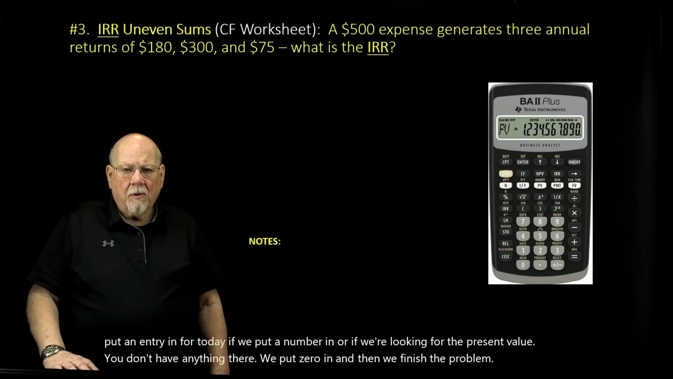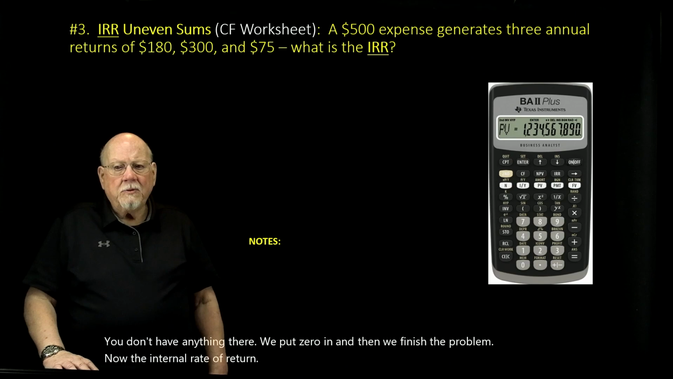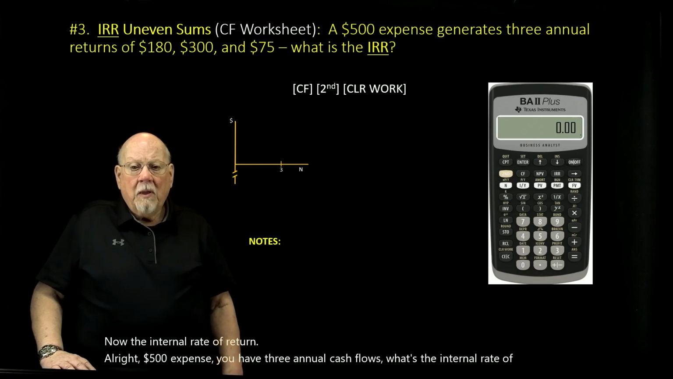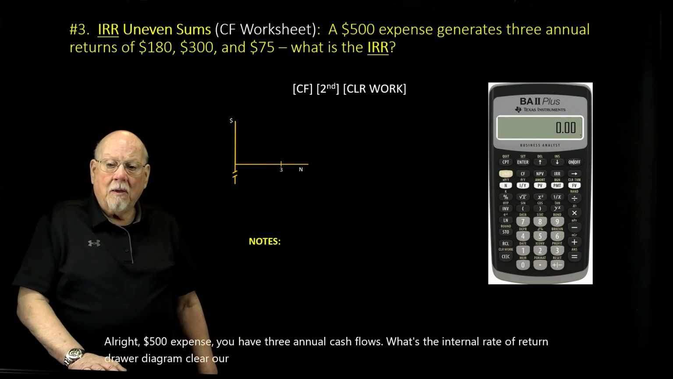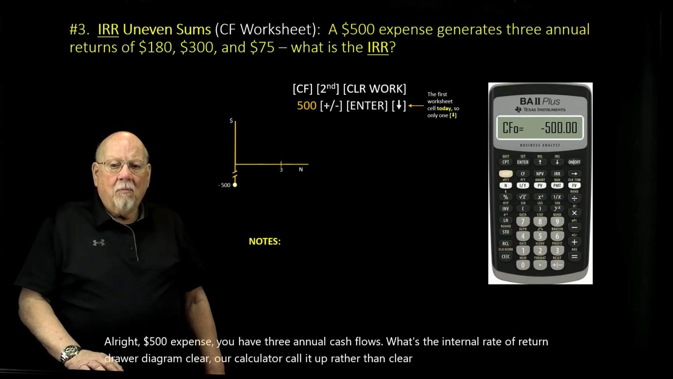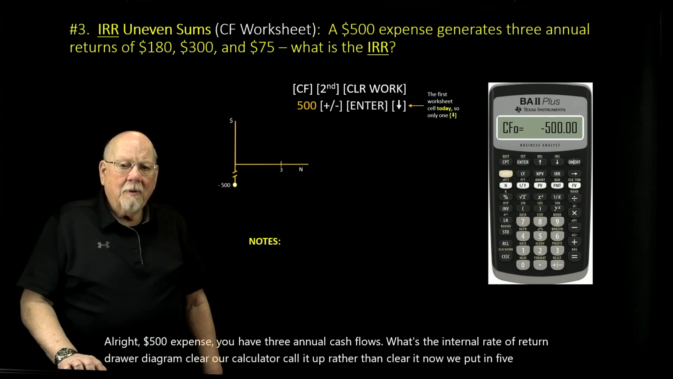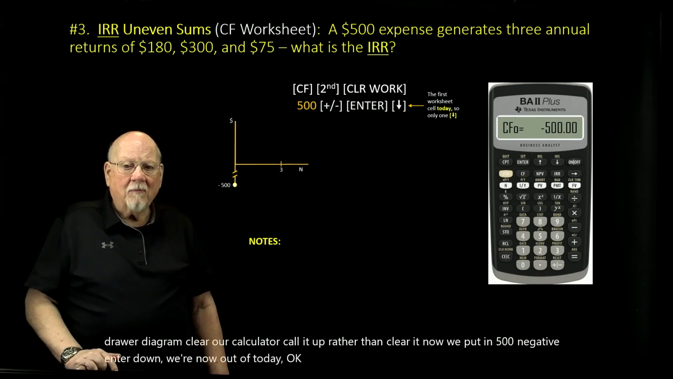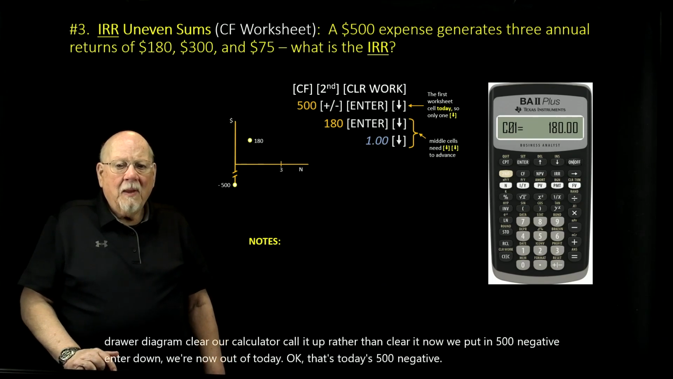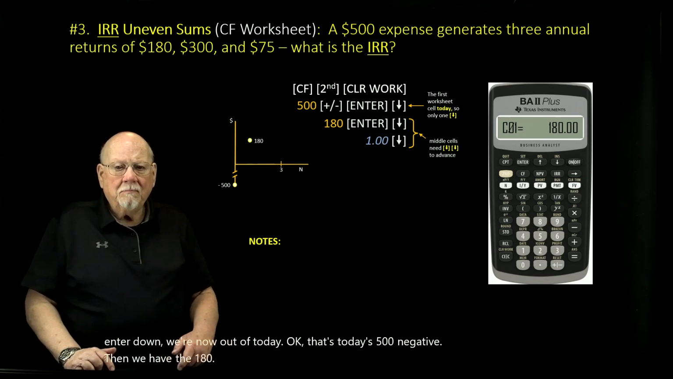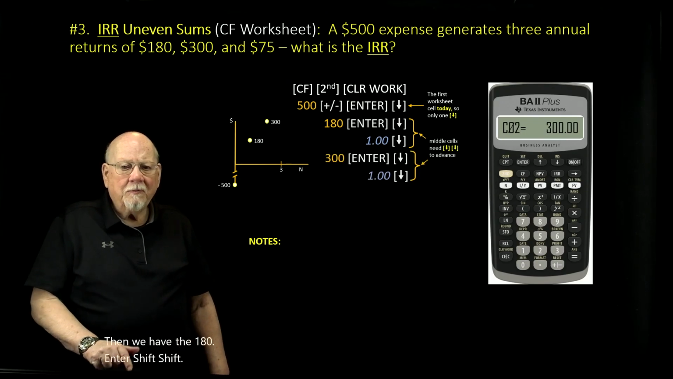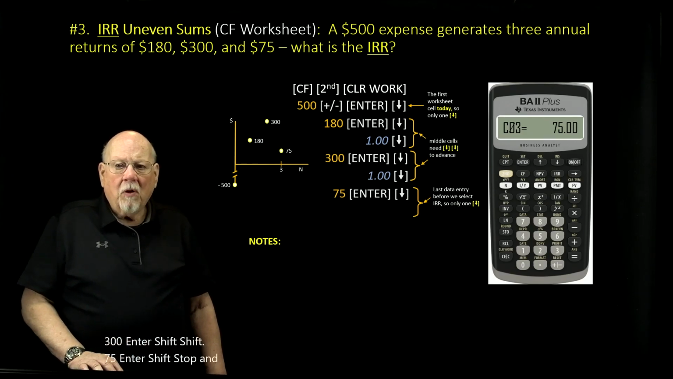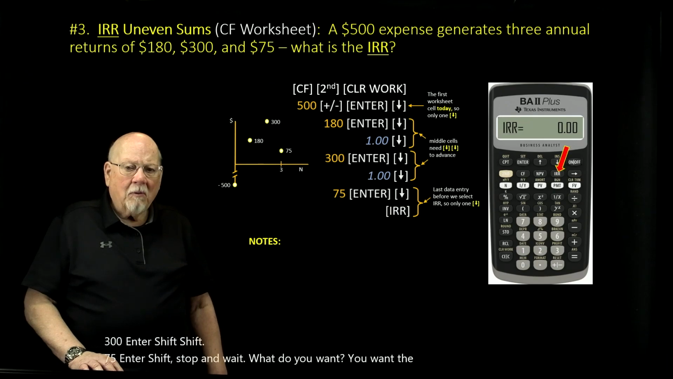Now the internal rate of return. All right, $500 expense, you have 3 annual cash flows. What's the internal rate of return? Draw our diagram, clear our calculator, call it up rather, then clear it. Now we put in 500, negative, enter down, we're now out of today. Okay, that's today's 500 negative. Then we have the 180, enter, shift, shift. 300, enter, shift, shift. 75, enter, shift, stop and wait. What do you want? You want the IRR, so you hit IRR.